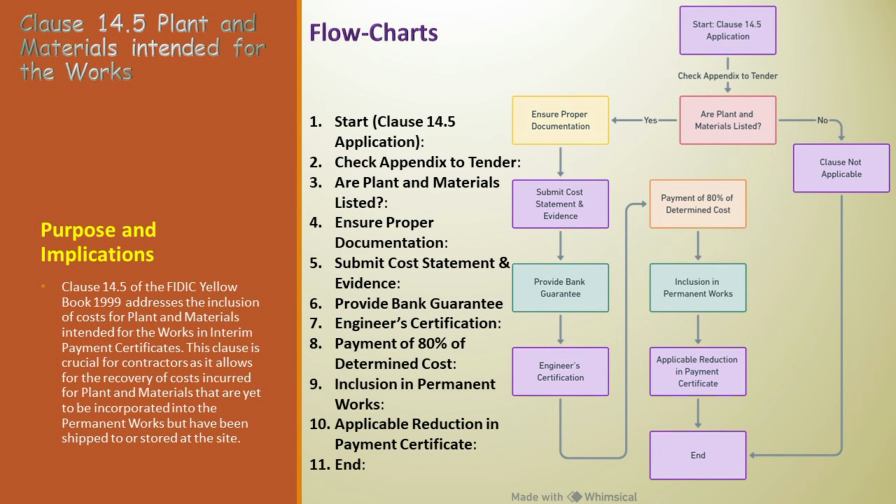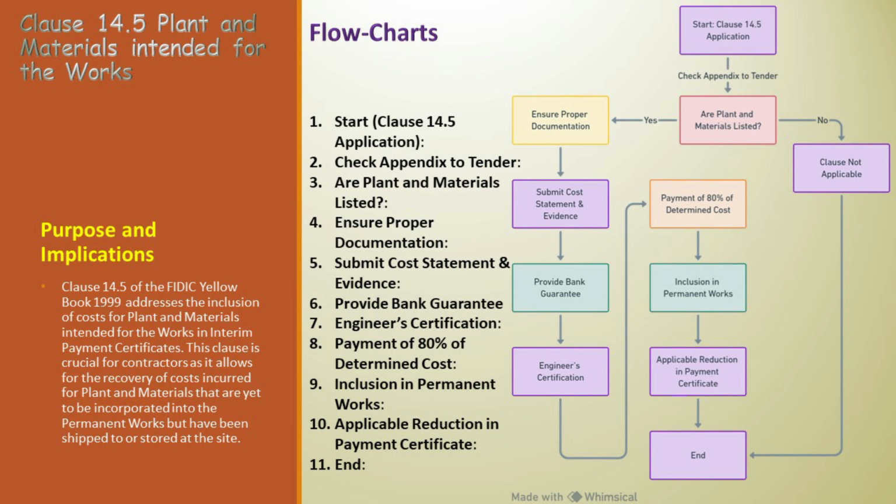Start, Clause 14.5 Application. Our journey begins with the application of Clause 14.5, focusing on plant and materials intended for the works. Check Appendix to Tender. The first checkpoint is crucial. Verify if the plant and materials are listed in the appendix to tender. This listing is key to the clause's applicability. Are plant and materials listed? This is a decisive juncture. If yes, the process proceeds to ensuring proper documentation. If no, Clause 14.5 is not applicable, and the process ends here.